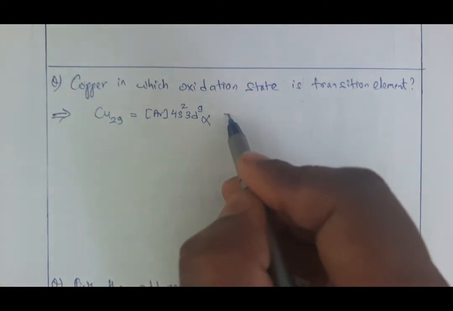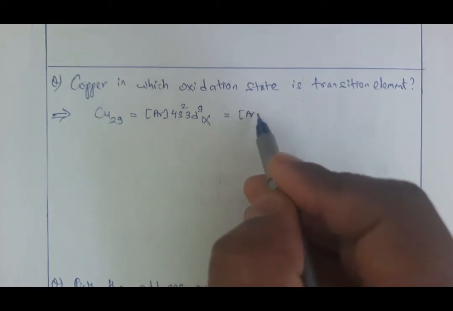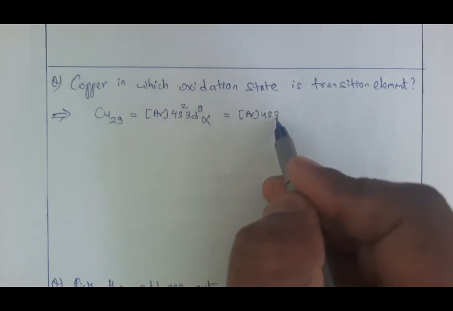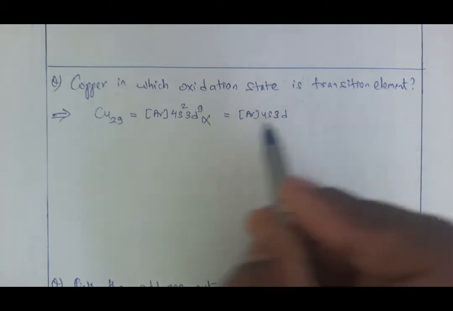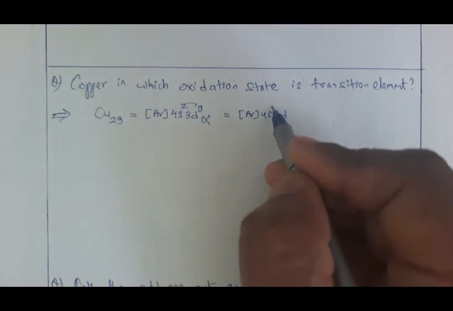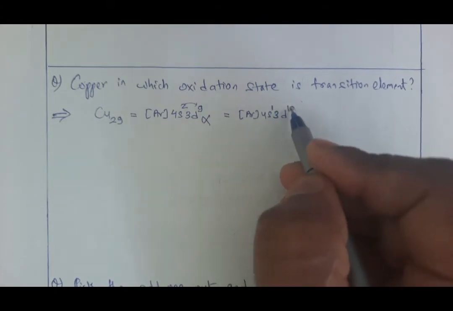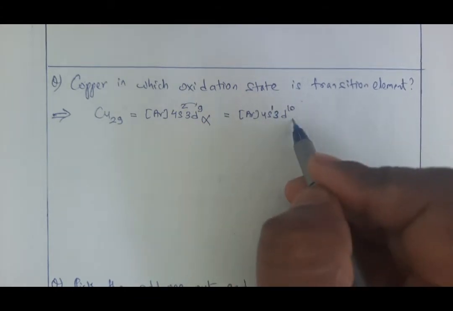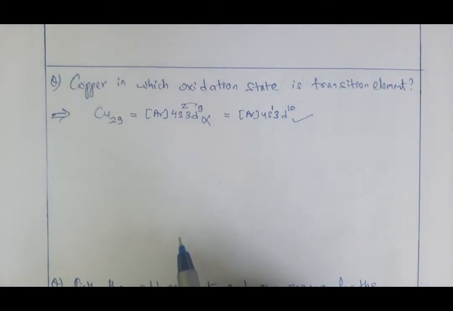Then what will be the right one? The right one will be like this. You make argon, you make 4s and 3d. Then what you have to do? One electron of 4s, give it to d. When you do so, it will become 4s1, 3d10, and now this became full filled, this became half filled. So this is the correct structure of copper.